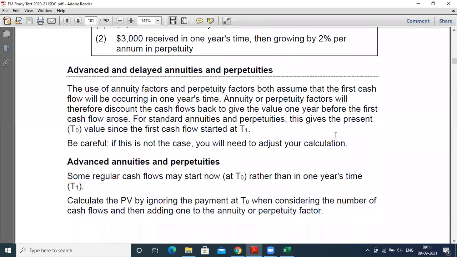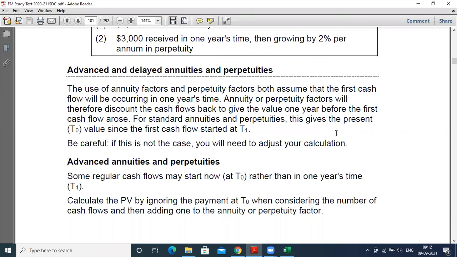No, this is a very important point. Advanced and delayed annuities and perpetuity. Now, first we try to understand what these advanced and delayed annuities and perpetuity are. The use of the annuity factor and the perpetuity factor both assume that the first cash flow will occur one year from now. See, if you can recollect from my last session, if you are investing an amount in a project on 1st January, we expect that the project will give the return after 12 months. So the cash flow will occur from the project in 1 year's time. Annuity or perpetuity factors will therefore discount the cash flow back to give the value 1 year before the first cash flow arrives.